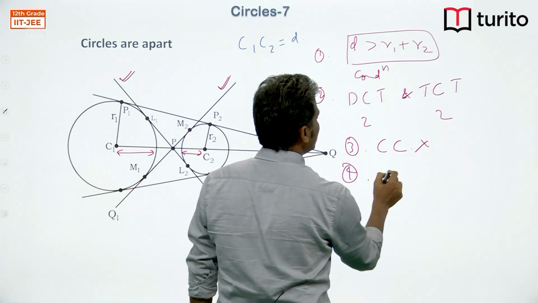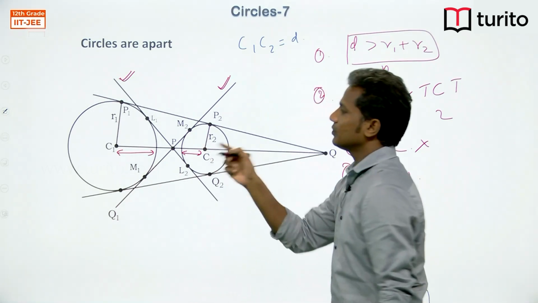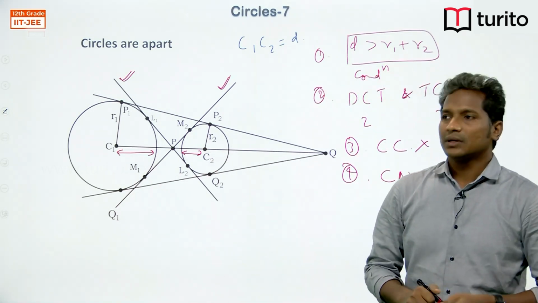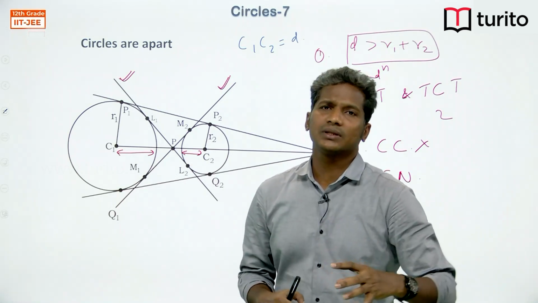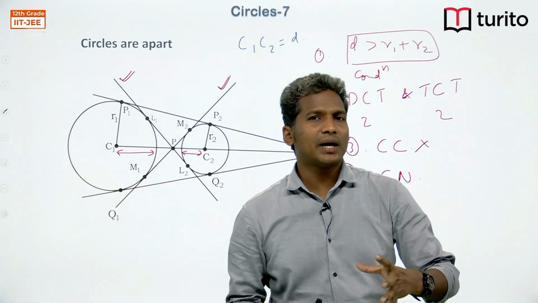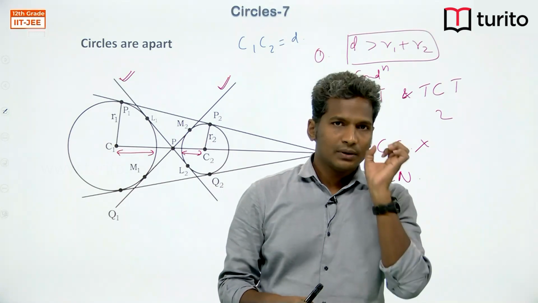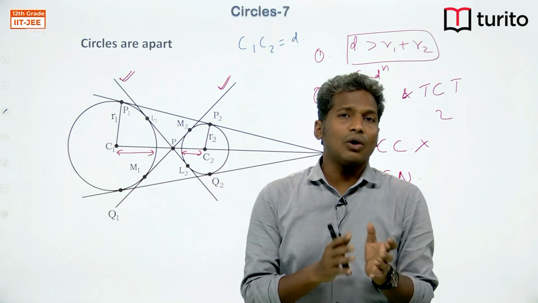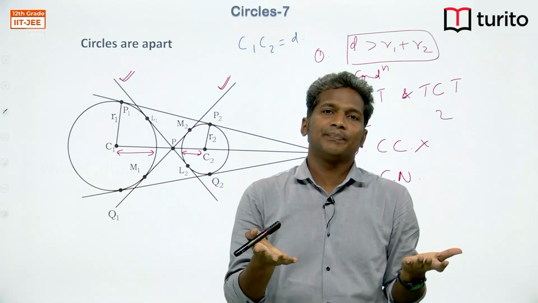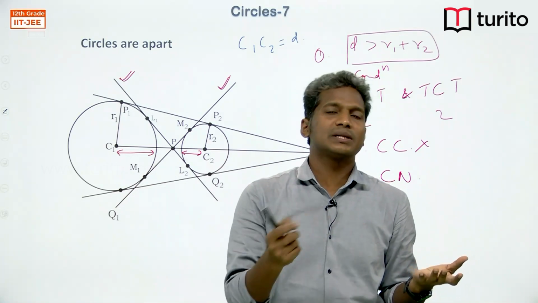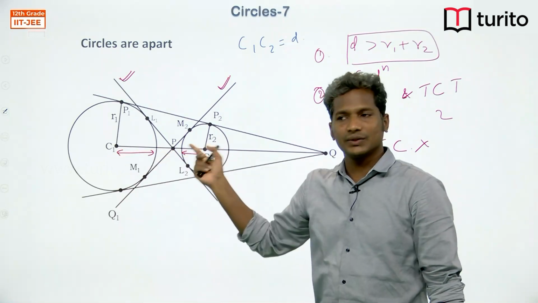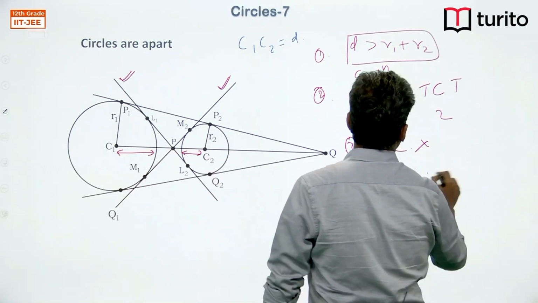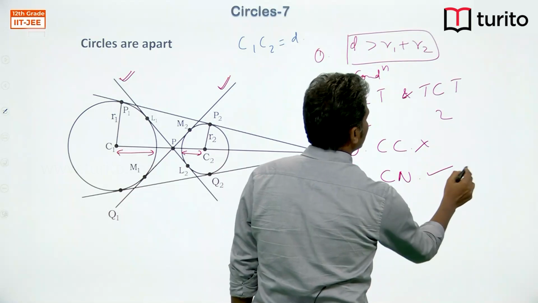Is there any common normal? Of course, there is one common normal. In general, in circles, a normal passes through the center of the circle. So, any line passing through the center is a normal. Now, for a line to be a common normal to both circles, it has to pass through both centers. So, there is one common normal, which is the line joining the centers only.